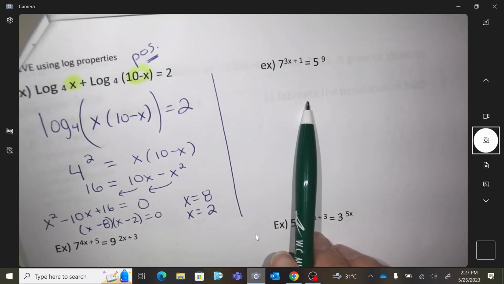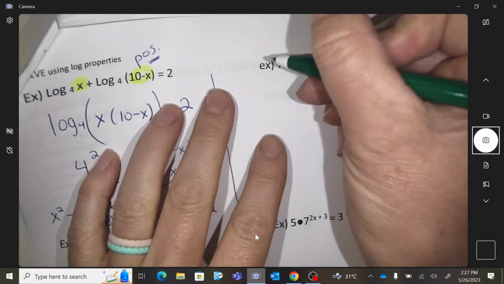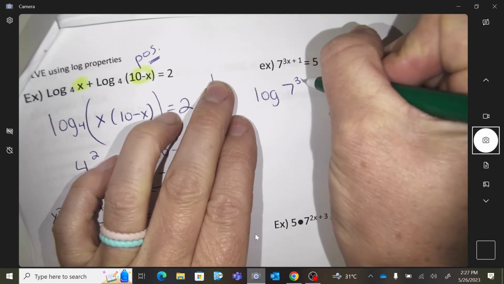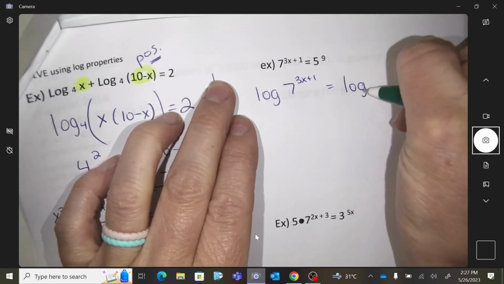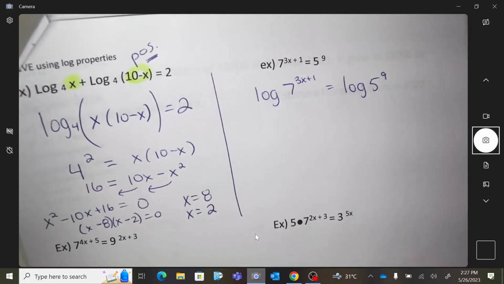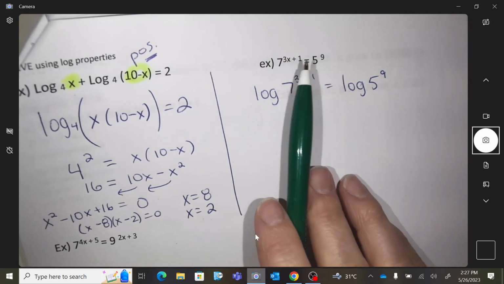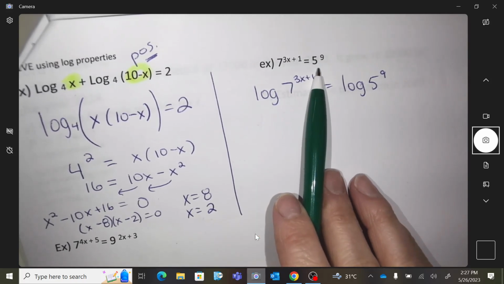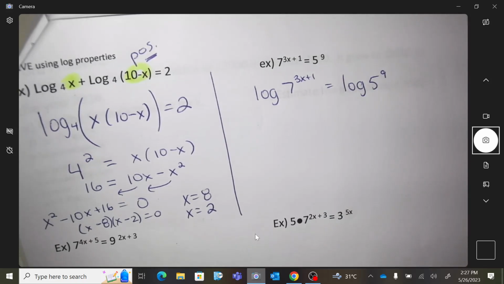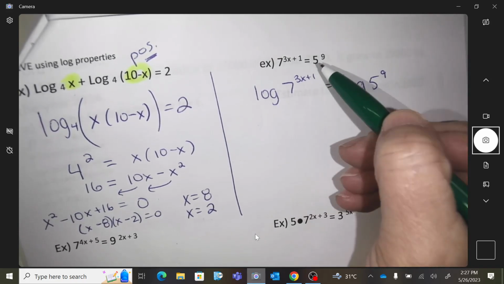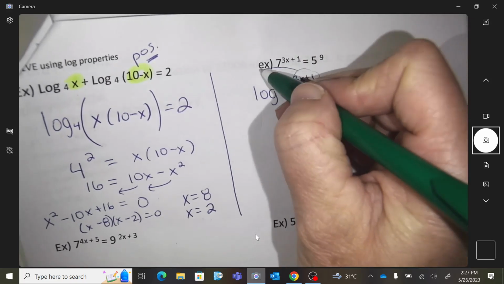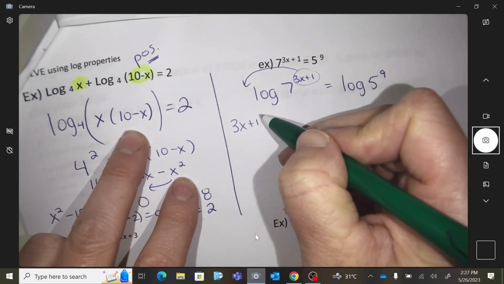Well, not change it to a log, but I'm going to log both sides. I have to do it this way because with 7 and 5, would we agree there's no possible way to write that with the same base, right? Now what does the rule say? What can I do with the exponent? I can move it.